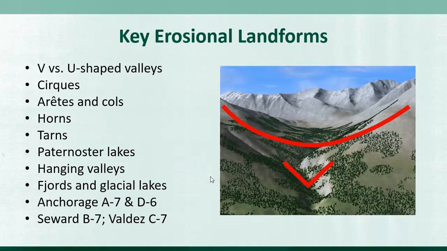The key erosional landforms include a whole bunch of different landforms that are essentially caused by glaciers plucking and scouring and shaping valley-like forms that then impact the shape of mountains, and then also leaving behind cool little landforms that are a product of material that they deposit and the erosion itself.